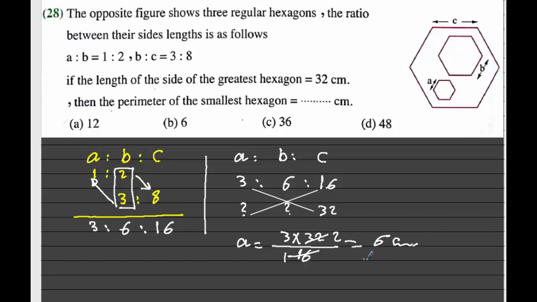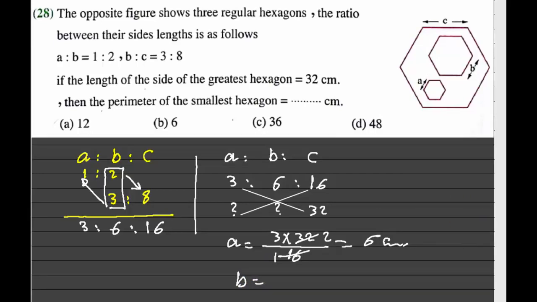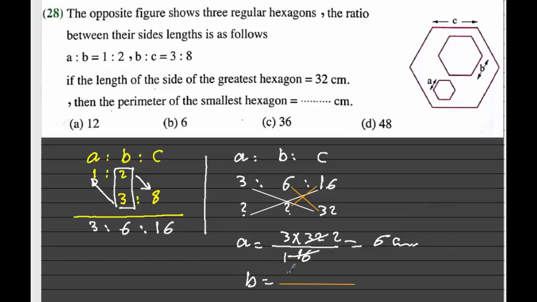And to calculate B here, we use cross multiplication. I know it is not required, but we can calculate it also, no problem. 6 multiply 32 over 16, which equals 12 centimeters.